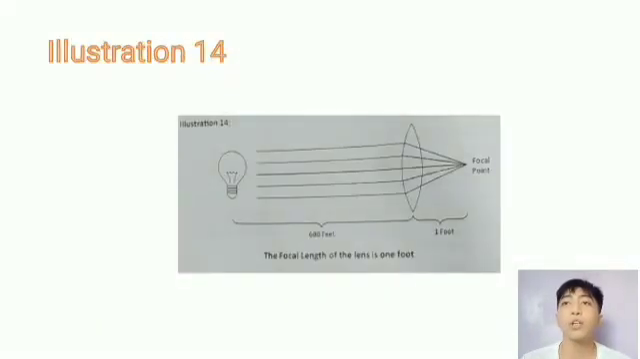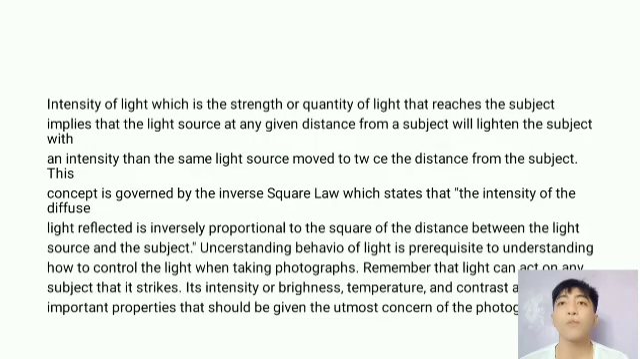Intensity of light, which is the strength or quantity of light that reaches the subject, implies that a light source at any given distance from the subject will light the subject with an intensity different from when the same light source is moved to twice the distance from the subject. This concept is governed by the inverse square law, which states the intensity of the diffuse light reflected is inversely proportional to the square of the distance between the light source and the subject.